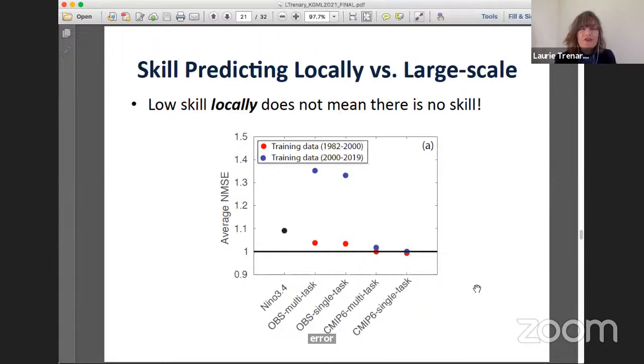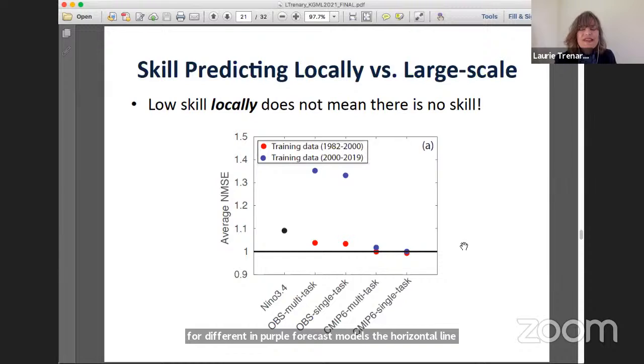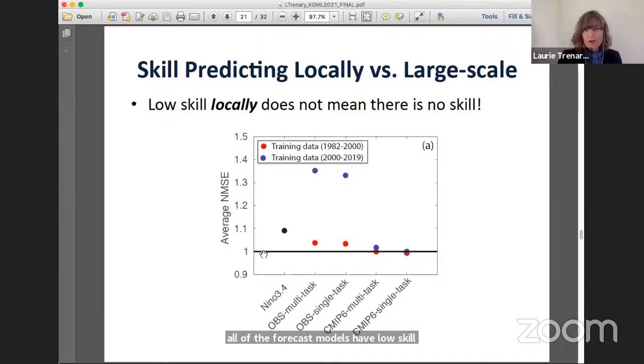The horizontal line shows the 1, and you can see that all of the forecast models have low skill in terms of the normalized mean square error. Even our best performing model is hovering near 1. So the question that we have then is, if you have low skill because you're fitting these predictive models at each grid point, does that really mean that you have no skill at all?